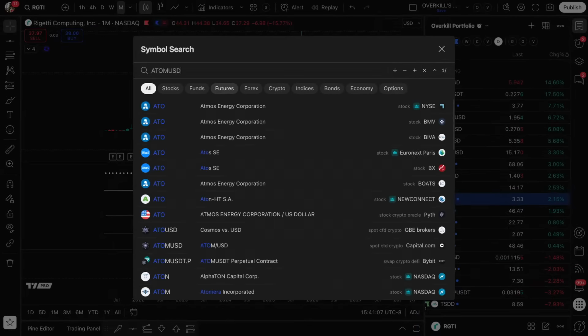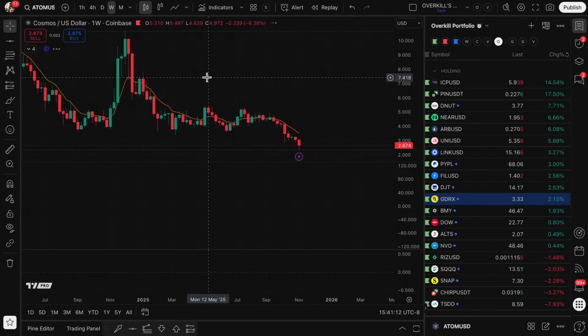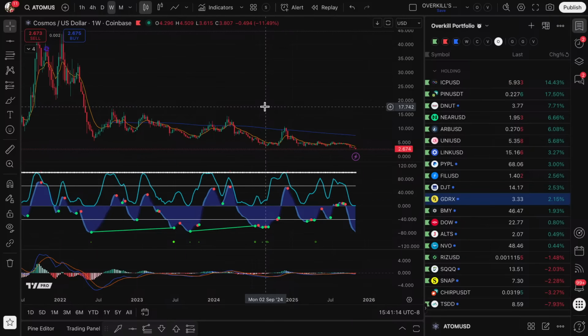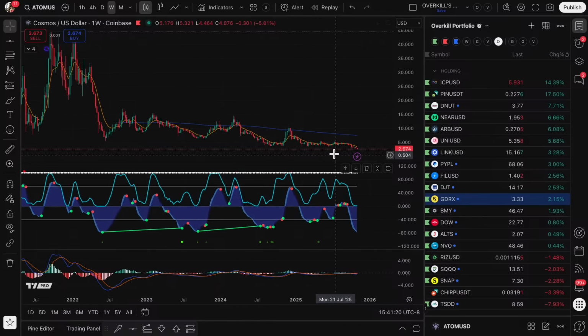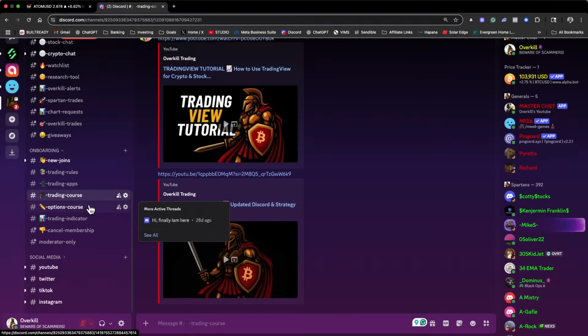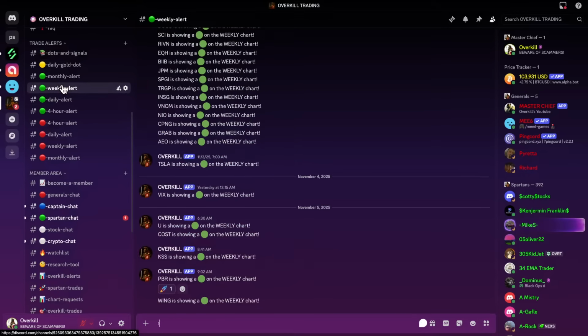Atom, ATOM. Yeah, same thing. I mean, these are just getting clobbered. They're literally sitting at the same price. So this one has support down here at like 75 cents. I just wait for the weekly signal. I think the next round of weekly signals is going to signal the bottom for altcoins. So that will come over here in the Discord under the weekly alert section. Once we start seeing those pop off, I'm going to feel a lot better about getting heavier on crypto.